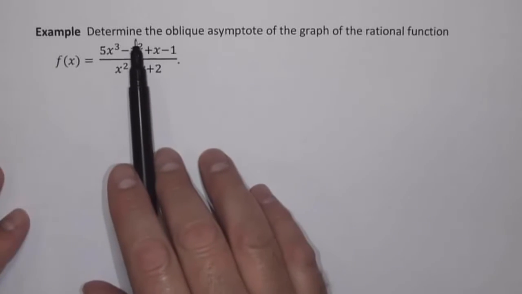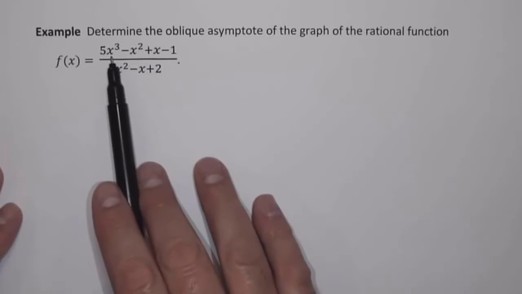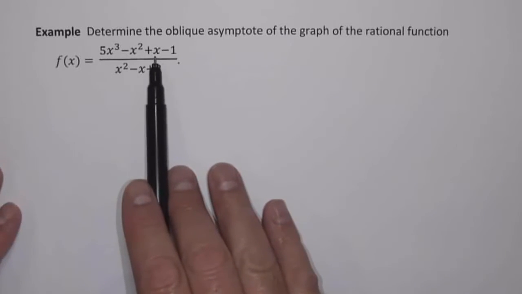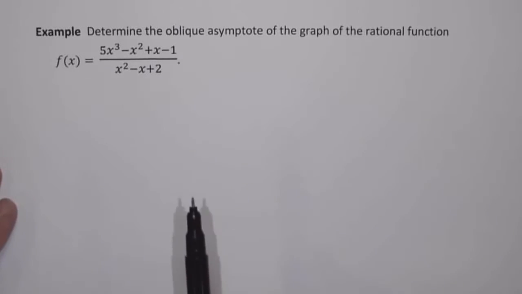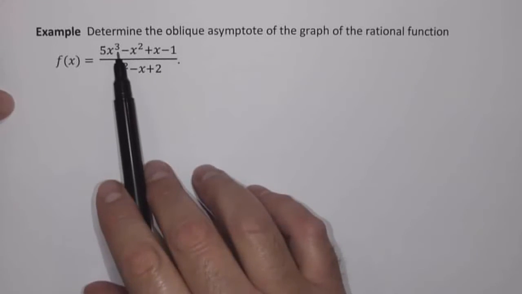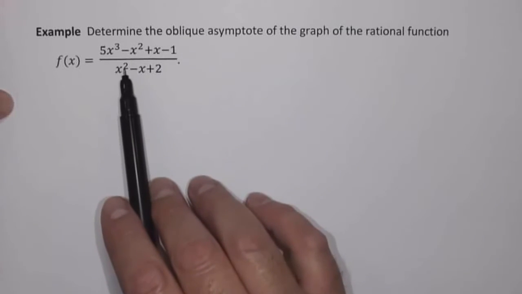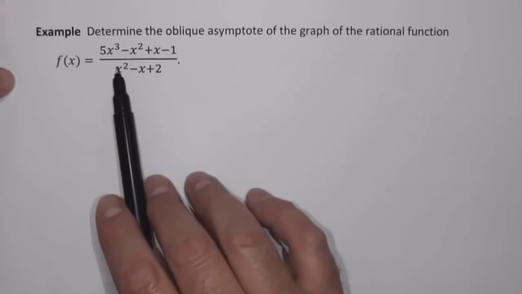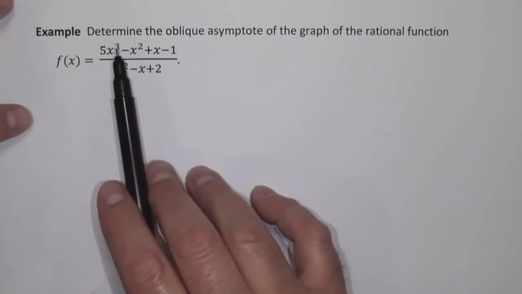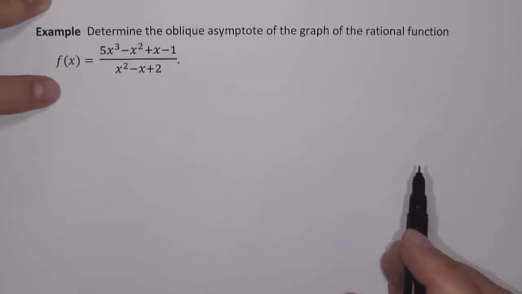So in this example, we want to determine the oblique asymptote of the graph of the rational function f of x equals 5x cubed minus x squared plus x minus 1 over x squared minus x plus 2. So notice that this graph will have an oblique asymptote because the degree of the numerator is 3, the degree of the denominator is 2, so the degree of the numerator is 1 larger than the degree of the denominator. So that's how I know for sure that I'm going to have an oblique asymptote. So we want to figure out what that oblique asymptote is going to be.